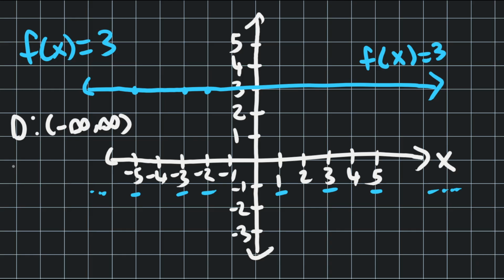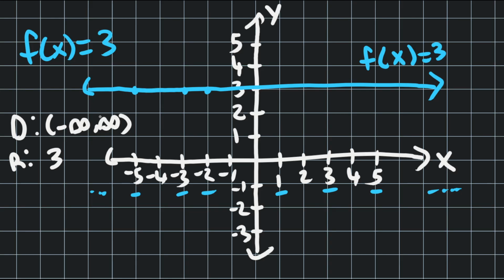Okay, now what's the range? Let's take a look at the y-axis now. What y coordinates can this line have here? Well, at every point here, its y coordinate will always be 3. This line only exists on y equals 3. So the only possible range here is 3. The range is 3, and that's it.